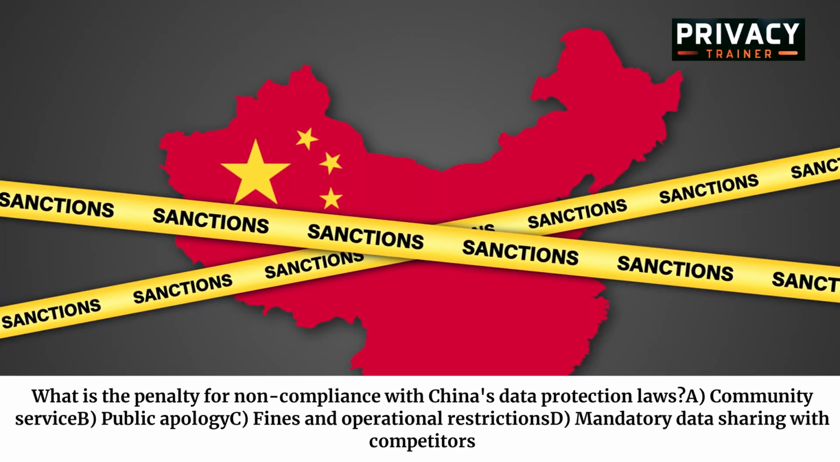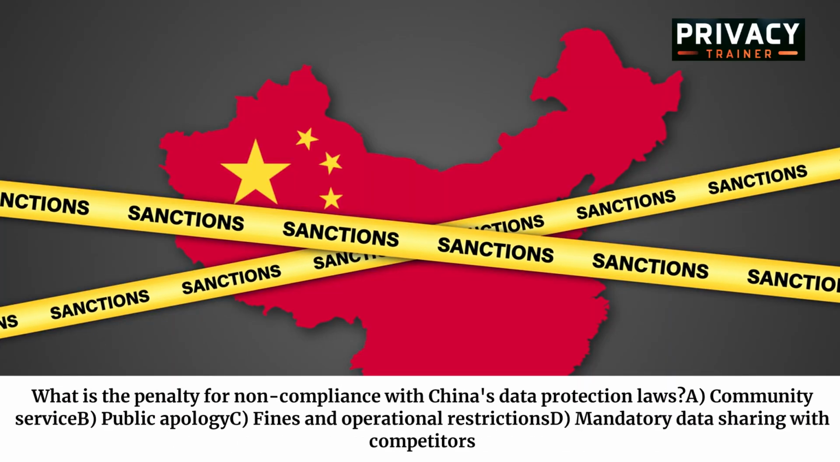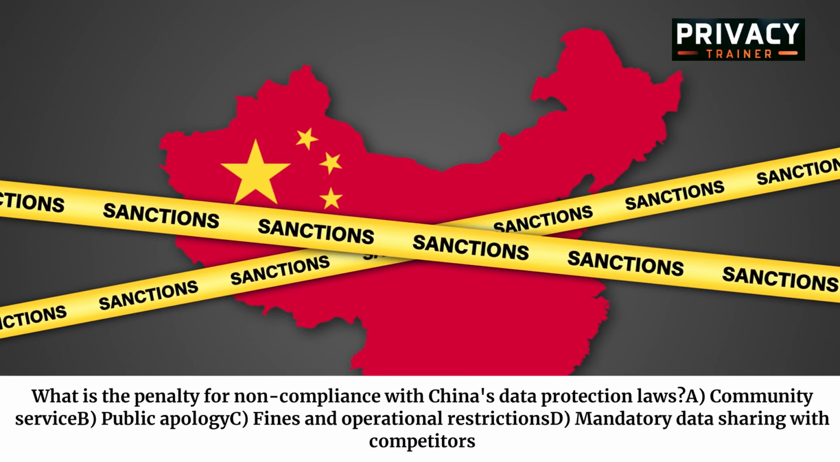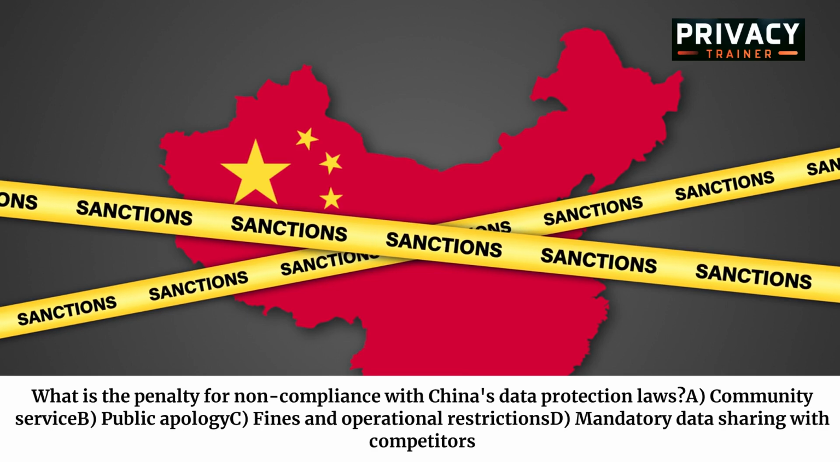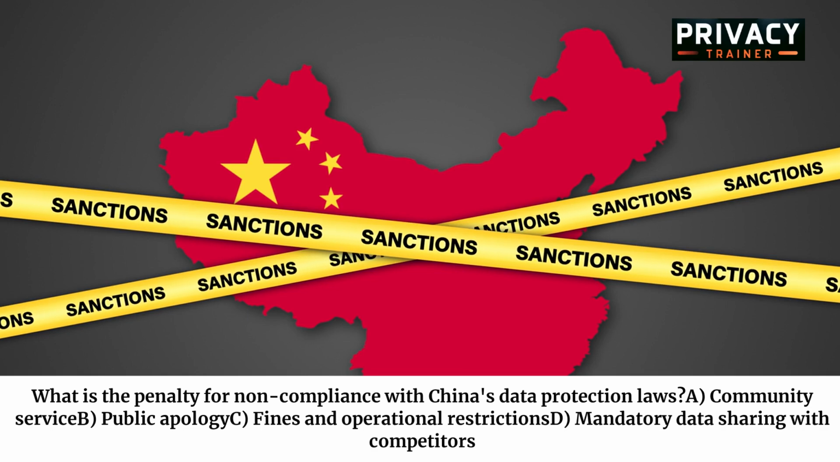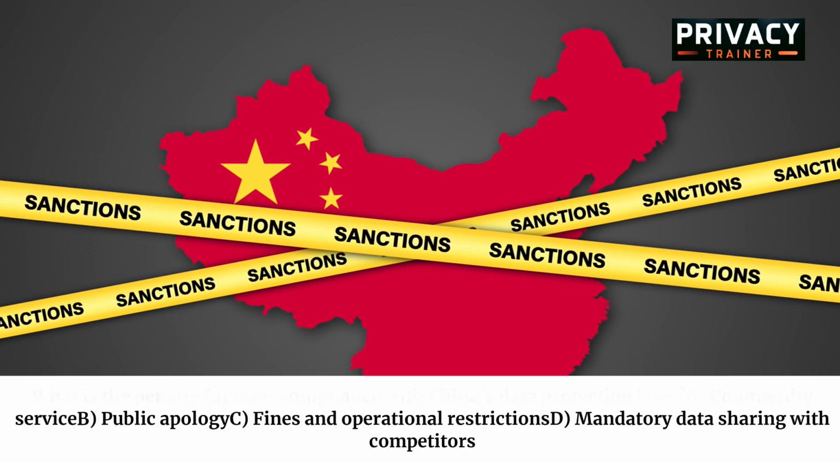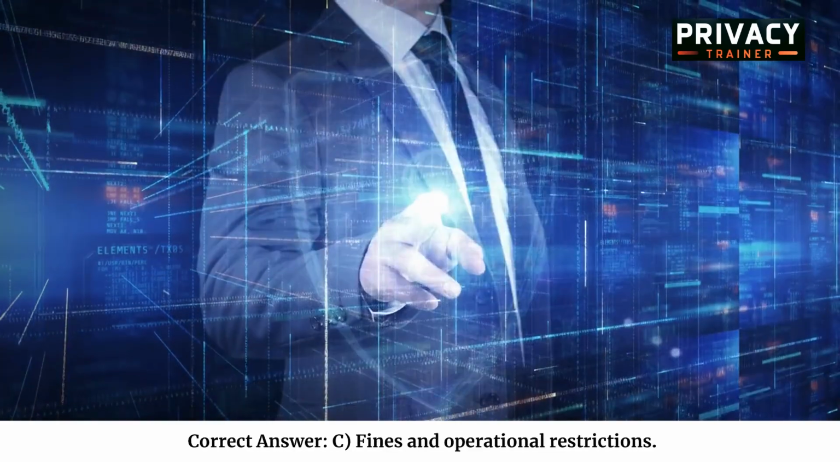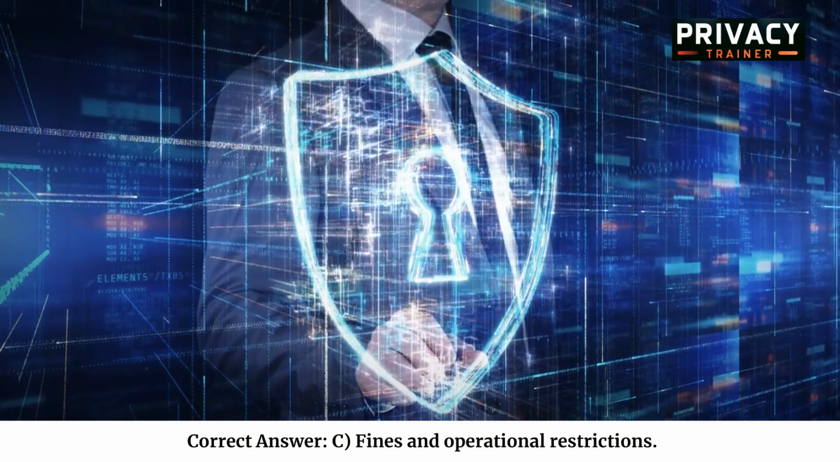What is the penalty for non-compliance with China's data protection laws? A. Community service. B. Public apologies. C. Fines and operational restrictions. D. Mandatory data sharing with competitors. Correct answer, C. Fines and operational restrictions.